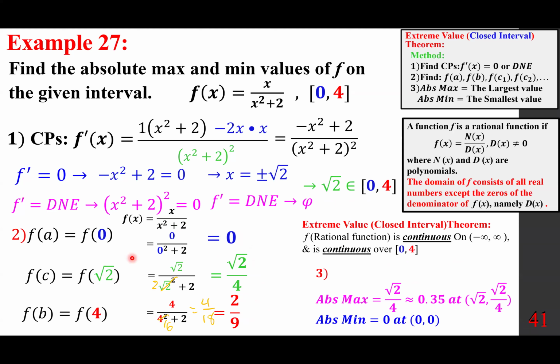Absolute minimum is 0 at 0, 0. Please understand, when we look at max and min, absolute or otherwise, we mean the y coordinate. That's why I like to explain the details in this manner.